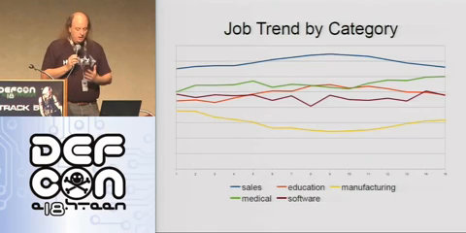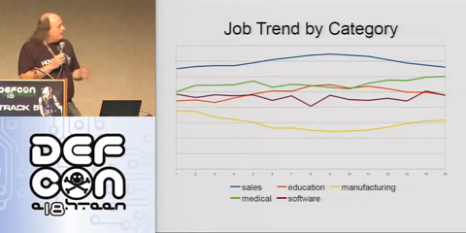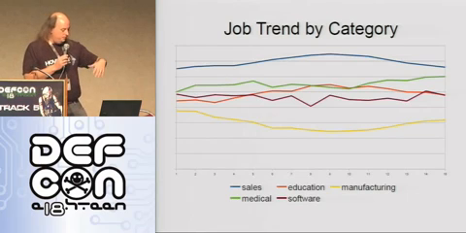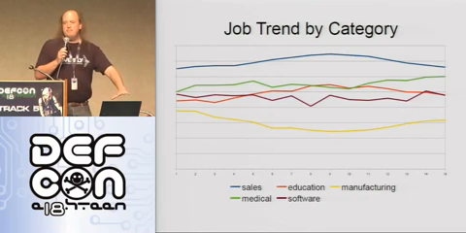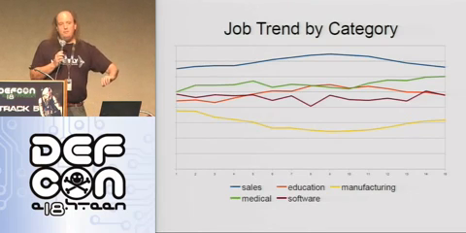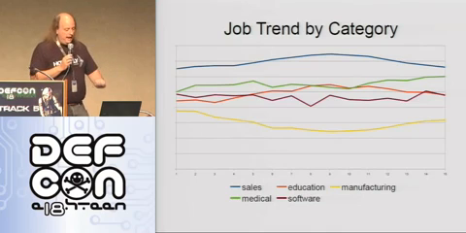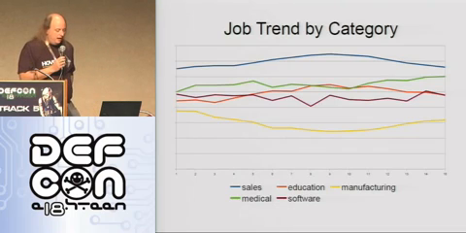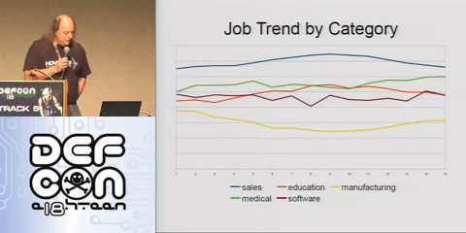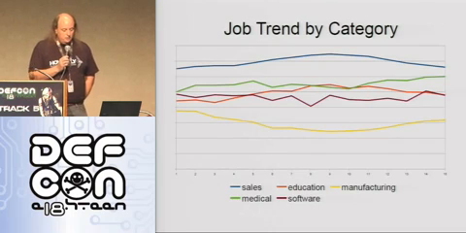This is over a longer period of time, about a 4-month period. Here's a map of some job trends by category. The blue line at the top is the number of sales jobs being advertised. And keep in mind, when I say jobs here, I mean jobs advertised. I don't mean someone's actually filling a job. This is someone posting a job ad on Craigslist. The blue line at the top is sales. The yellow line at the bottom is manufacturing, and in the middle we've got medical, software, and education.